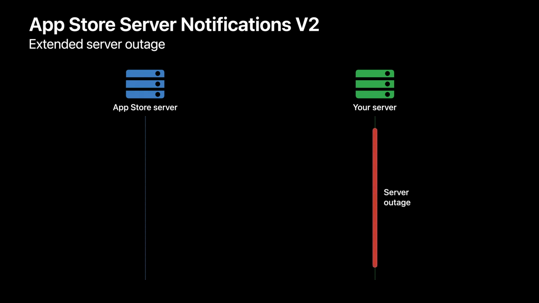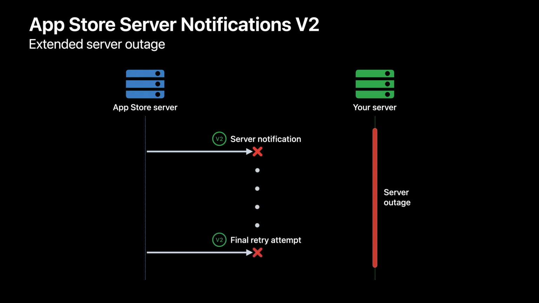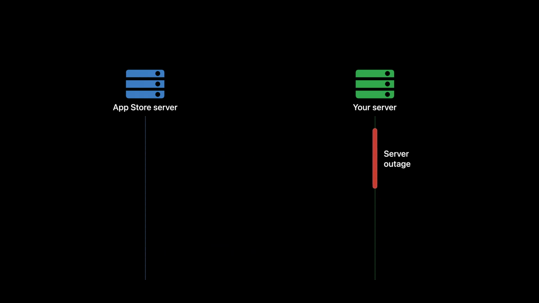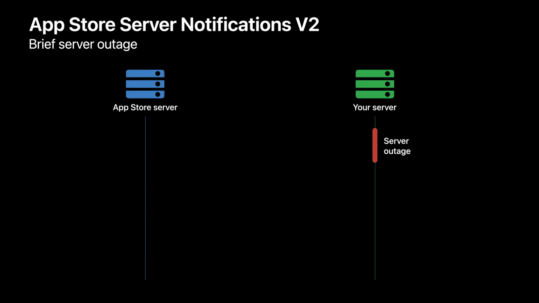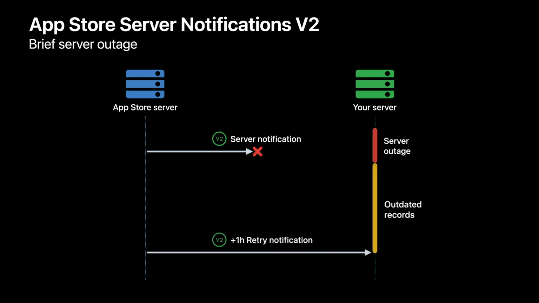For example, some outages can be extensive. If your server is down long enough to miss the final retry attempt from the App Store server, that notification is lost. Or more commonly, your server could experience a very brief issue, during which it misses only a handful of notifications. But missing even a single notification means some of your customer records are out of date for at least an hour, yet you don't know which ones.